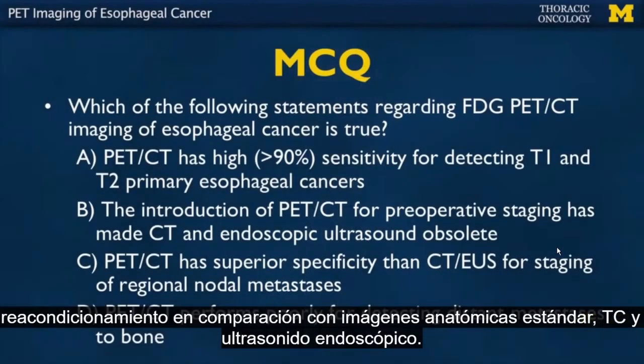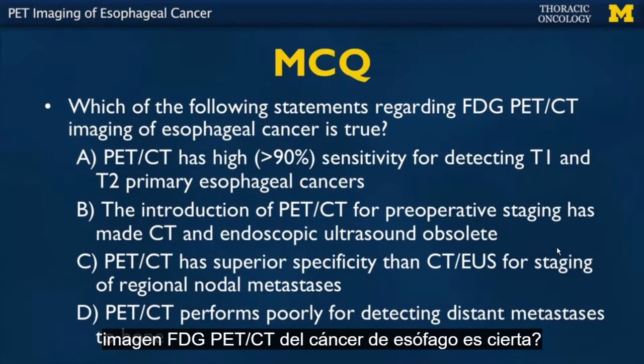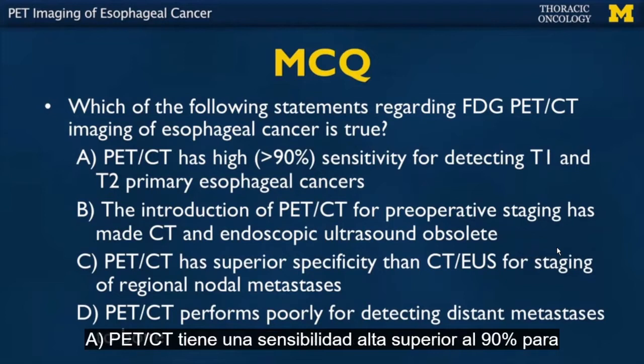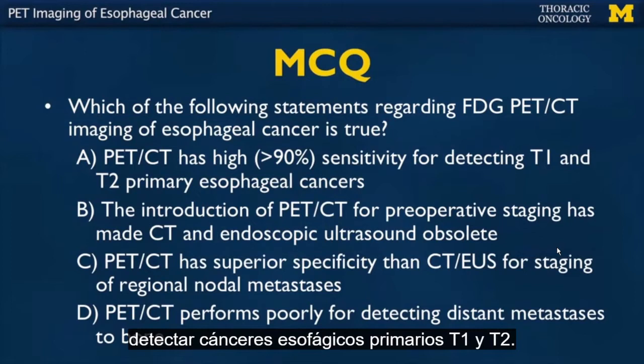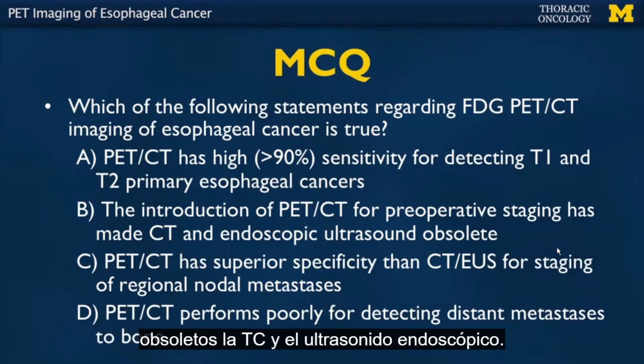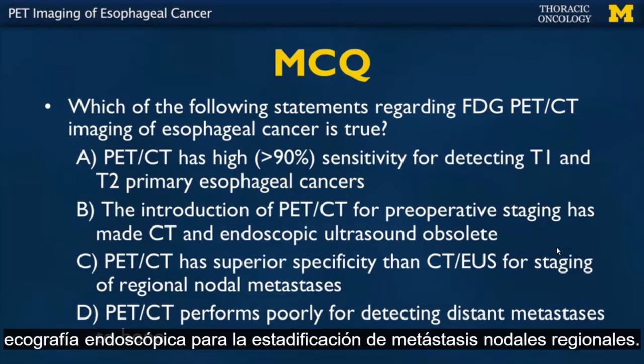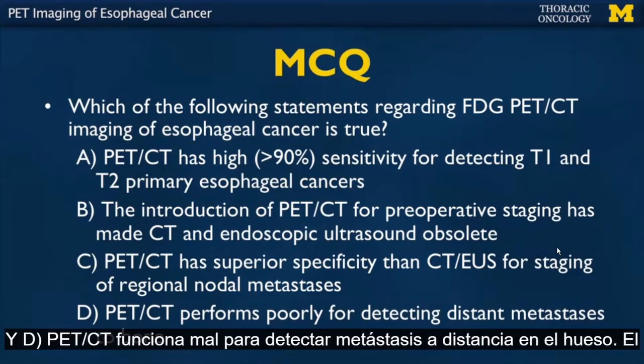A question: which of the following statements regarding FDG PET-CT imaging of esophageal cancer is true? A. PET-CT has a high, greater than 90% sensitivity for detecting T1 and T2 primary esophageal cancers. B. The introduction of PET-CT for preoperative staging has made CT and endoscopic ultrasound obsolete. C. PET-CT has superior specificity than CT and endoscopic ultrasound for staging of regional nodal metastases. And D. PET-CT performs poorly for detecting distant metastases to bone.